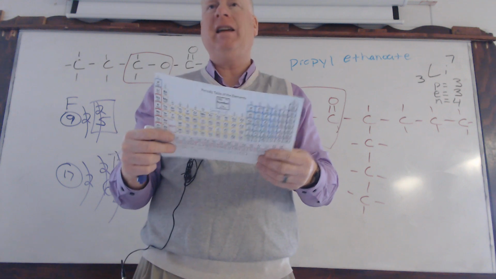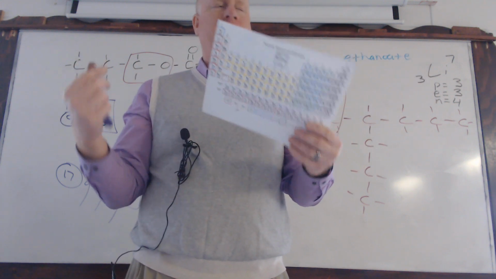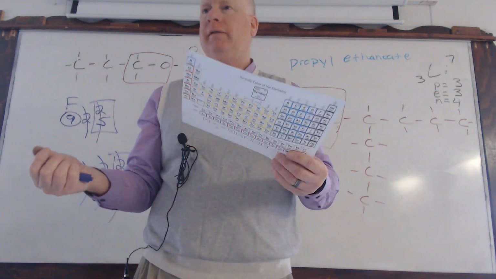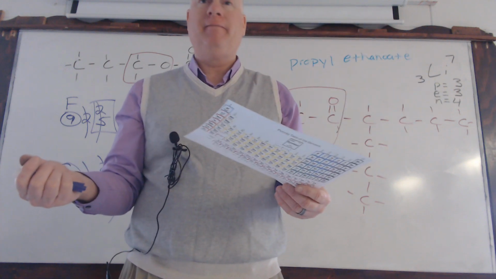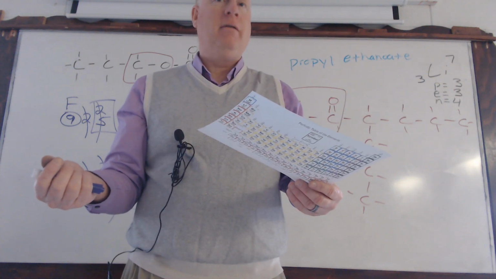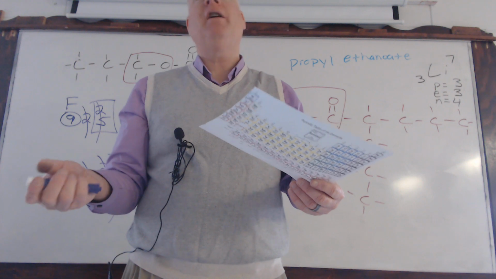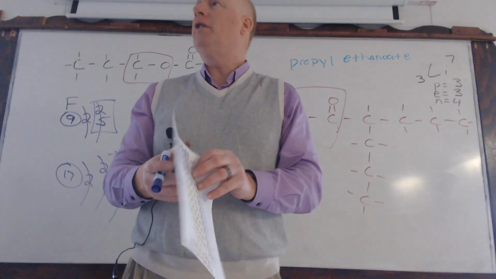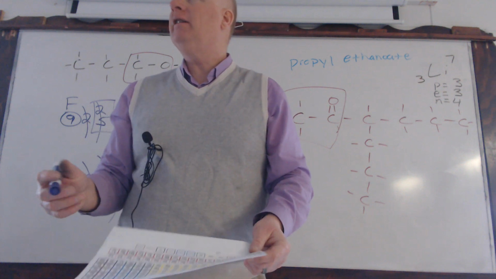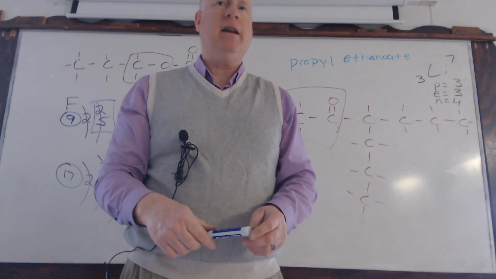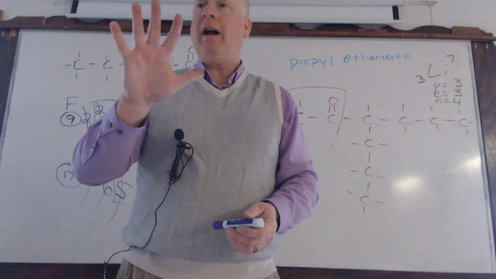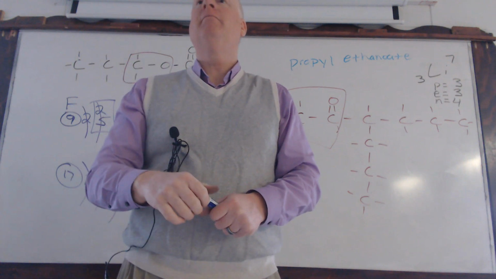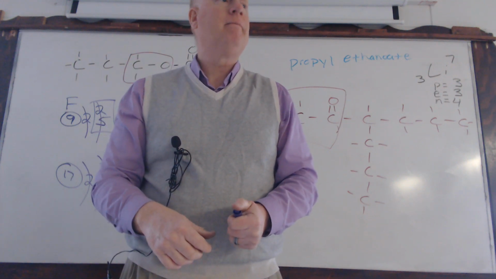So if we say, give me an element in column 5, there's a whole bunch you could give. Nitrogen's 1. Okay, that's probably on the bottom. Little heavy. You also have phosphorus, arsenic, antimony, and bismuth. Yes. Okay, column 5. Makes sense? Okay.